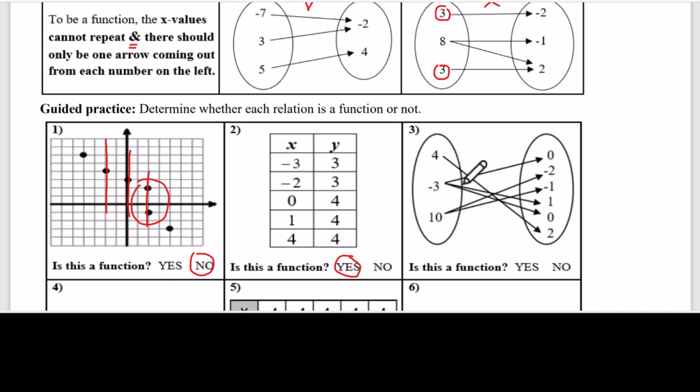How about here? We have a mapping. I see multiple arrows coming out from the three. I see one, two, three arrows, and here I see two. So right there, not a function.